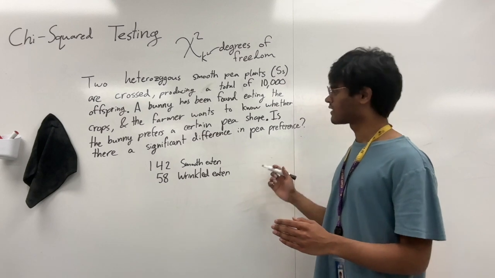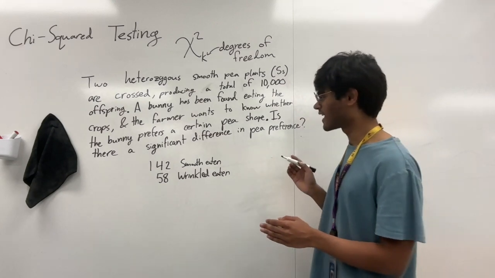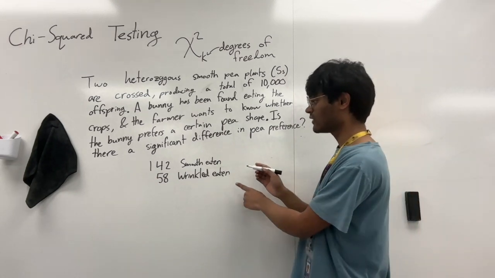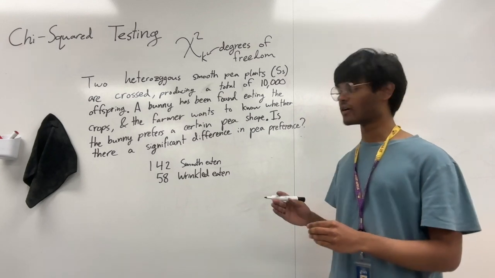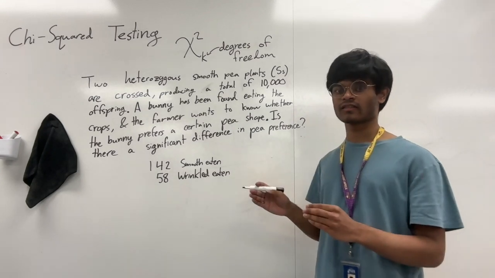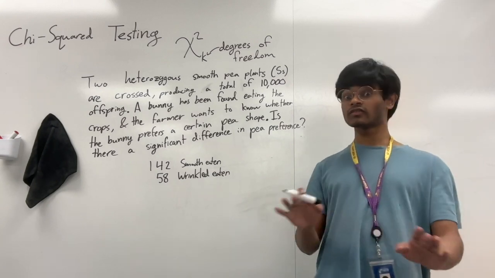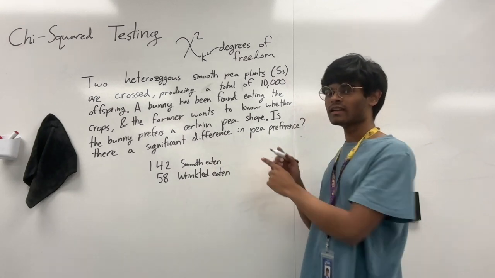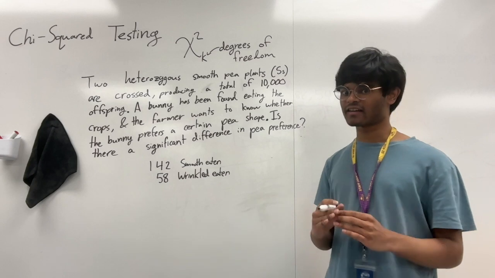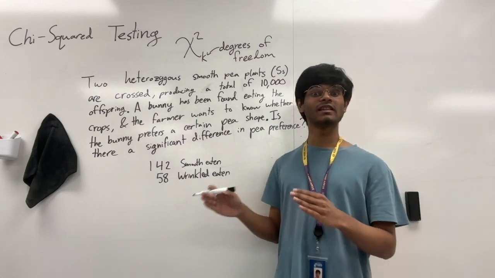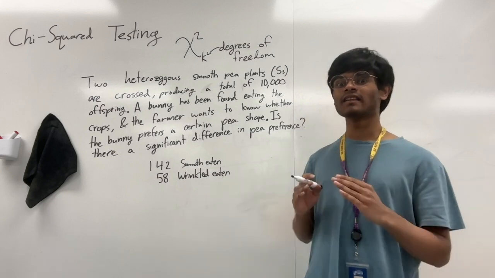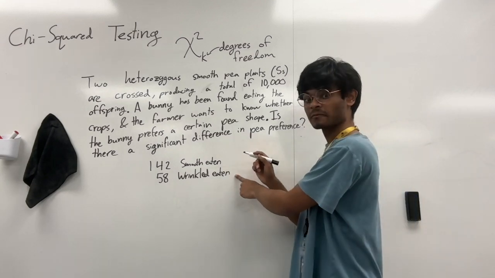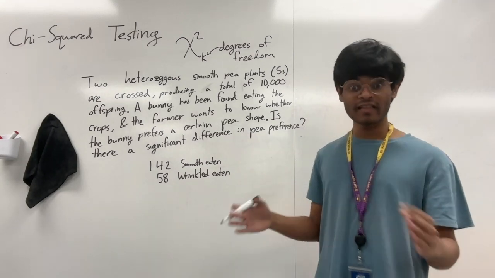Now, the farmer has kept a very close eye on his pea plants and knows that 142 smooth pea plants were eaten and 58 wrinkled plants were eaten. The farmer wants to know, is there some preference that the bunny has? Just on first glance, it looks like the bunny prefers smooth ones, but we need to actually compare this with some expected values. The biggest thing for that is we need to look at our null hypothesis. The bunny doesn't prefer any type of pea plant. The proportion of pea plants eaten will match the proportion of pea plants available.